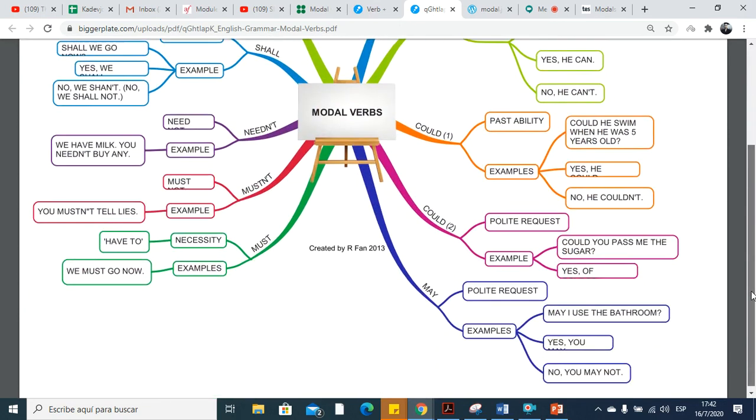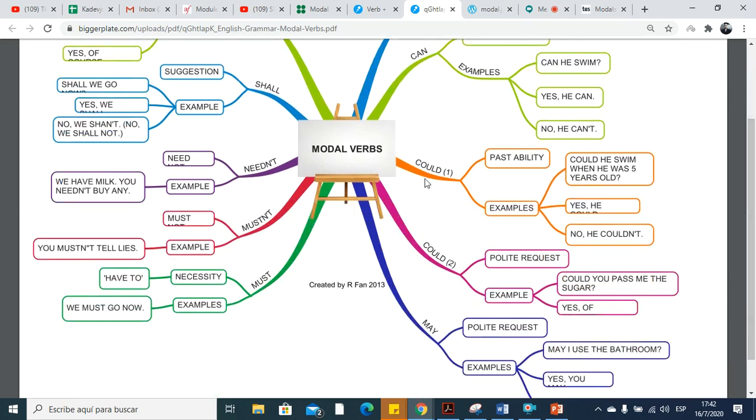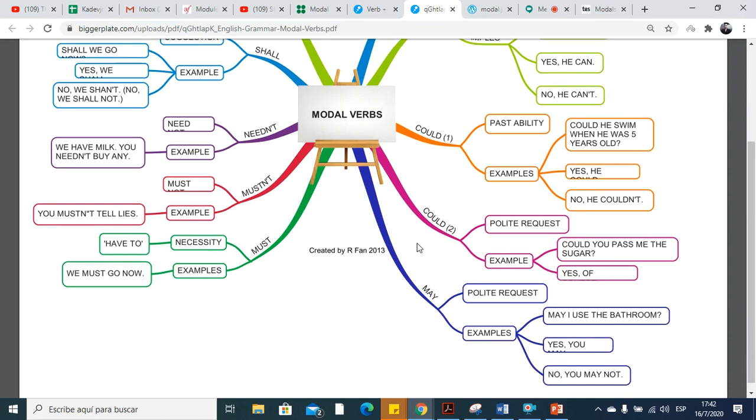So in these other mind maps, this one is a little bit more complex. In this other mind map that we have, it says that we have modal verbs in the center as well. This is supposed to be a painter. But we have can, and it says present abilities. It gives us a few examples. Can he swim? Yes, he can, or no, he can't. Could, for past ability. Could he swim when he was 5 years old? Yes, he could, or no, he couldn't. Could, number two, for polite request. Could you pass me the sugar? Yes, of course I could. Sorry that it's not showing in here, but the image for some reason it didn't show completely.